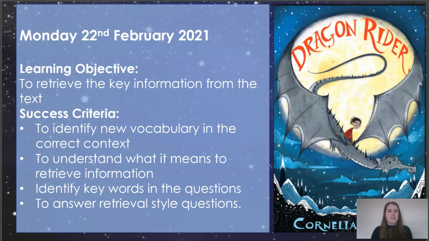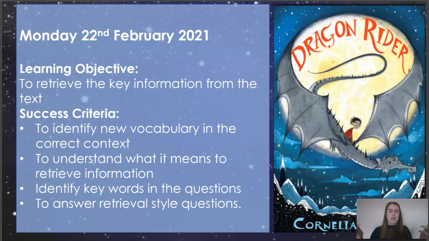So we're going to start off nice and easy because I know we've had a week off. So we're going to look at retrieving key information from our text, okay? So we're going to look at identifying the new vocabulary in the correct context. We're going to go through and have a look at some of our words, and we're going to look at the different synonyms and the antonyms and how it's used in our story.